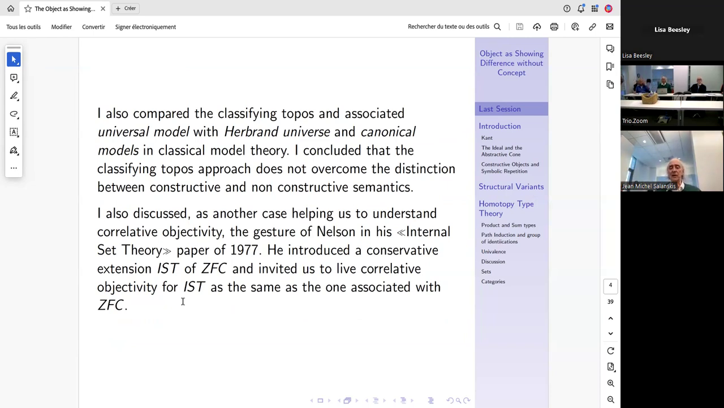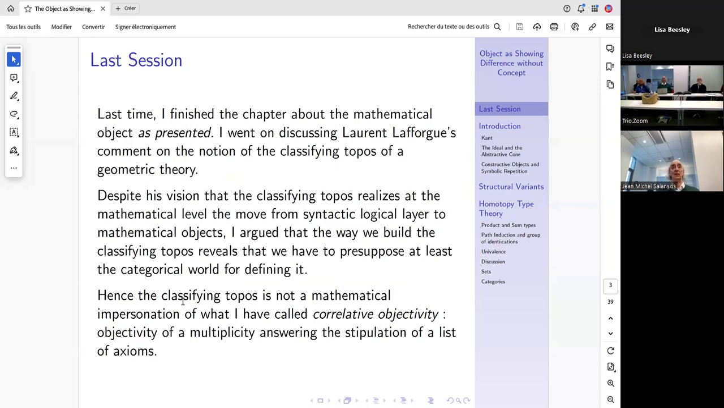Then I discussed this contention of Laurent Laforgue's, and I thought that it doesn't work as he says it does, because in order to build the classifying topos, you have to use, in a very intense way, models in toposes, which means that you have to presuppose the categorical world, at least, and probably even more, because you have to consider a site, which means that you are considering the sheaves on a site. And this involves set theory again. So you have to presuppose a lot of things in order to build the classifying topos, which proves that the construction of the classifying topos is not this easy philosophical move from the syntactic logical level to mathematical objects.